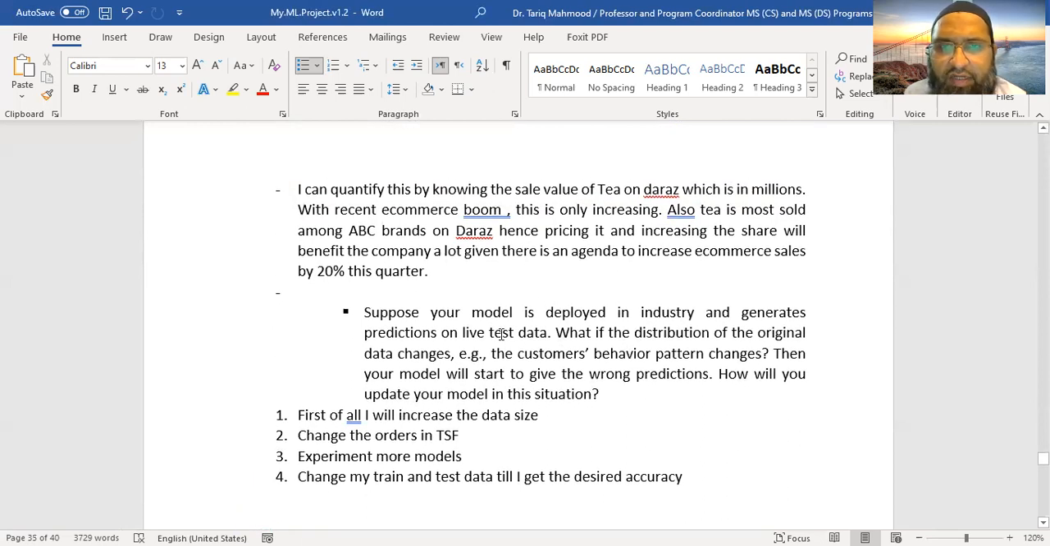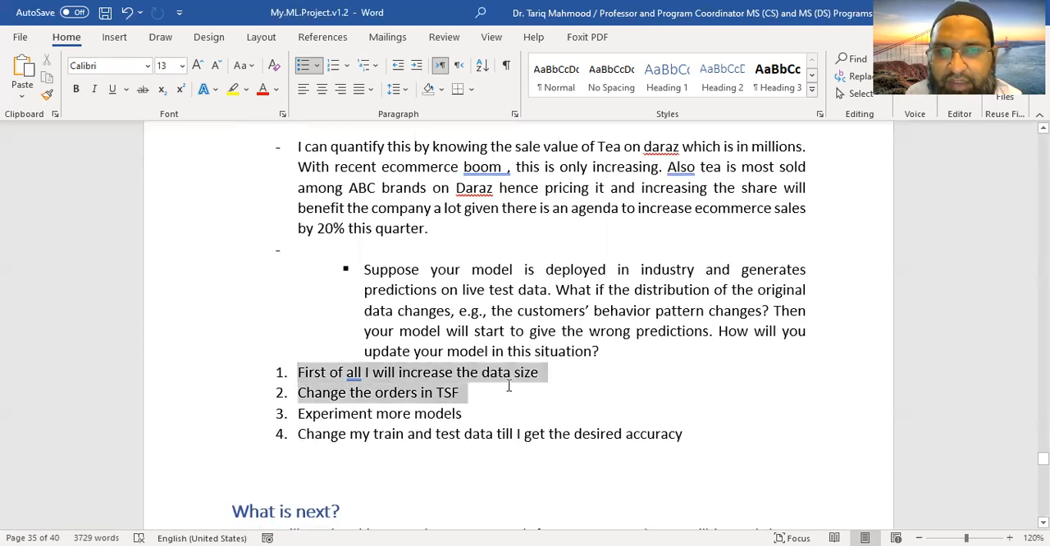So I've asked the question: suppose your model is deployed in industry and generates predictions on live test data. What if the distribution of the original data changes? What if Daraz, or Tapal or Vital or Lipton suddenly change their pricing strategy considerably? Then what happens to your forecast? Your forecast is going to go down. So how will you update your model? First of all, I will increase the data size, change the orders in DSF.